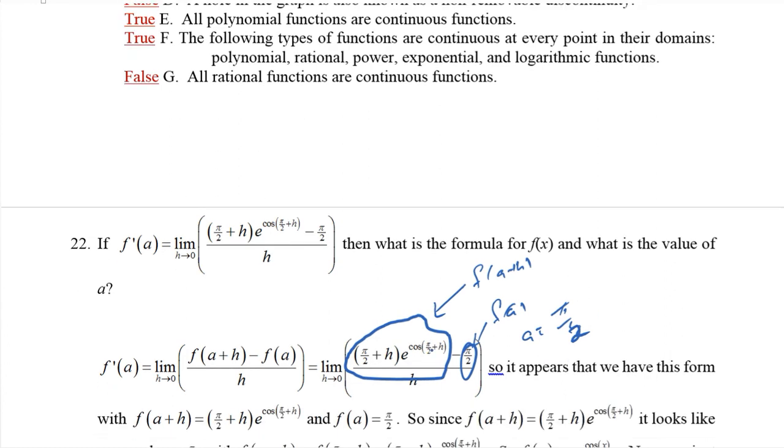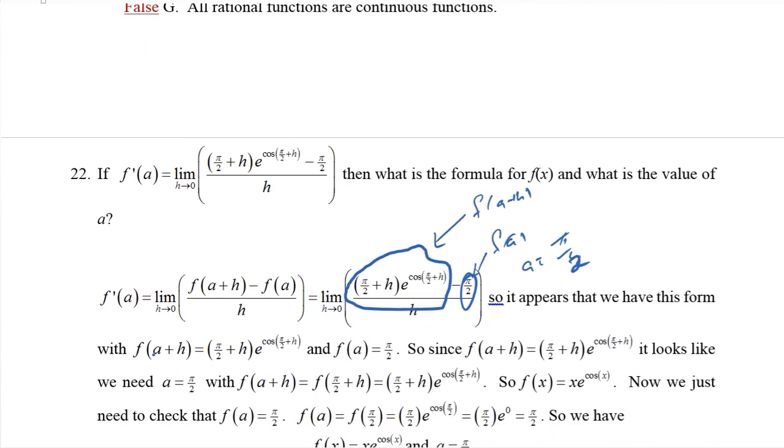Okay, so let's see if that's the case. Then f of a plus h, with pi over 2 as a, is pi over 2 plus h times e to the cosine of pi over 2 plus h. And f of a is pi over 2. Now remember, f of a plus h is supposed to be this part. So it looks like this part is an x. Put an x everywhere you see the pi over 2 plus h. So there'd be an x here, and that is x. So then what do you get? It looks like your function is x times e to the cosine of x.